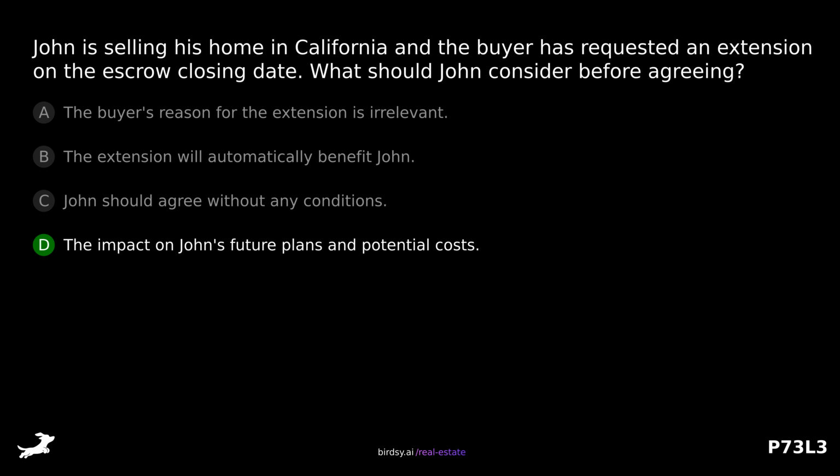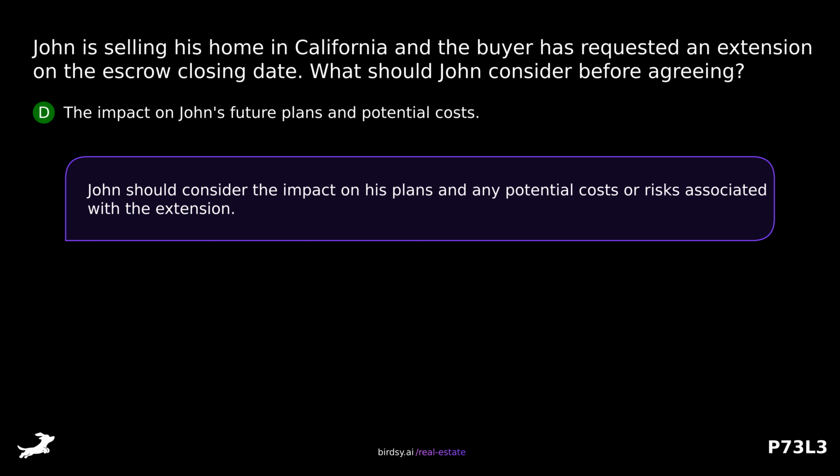The answer is D, the impact on John's future plans and potential costs. John should consider the impact on his plans and any potential costs or risks associated with the extension.